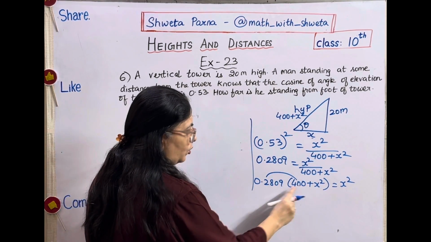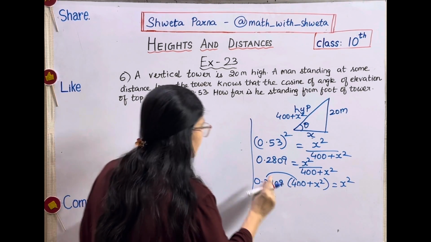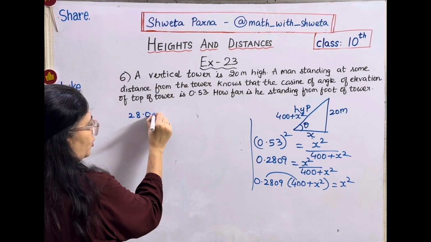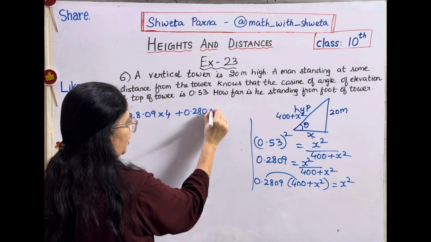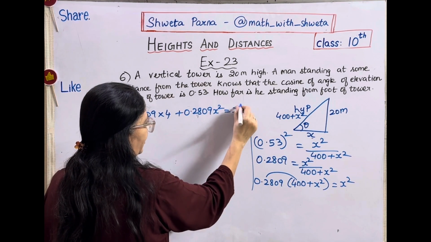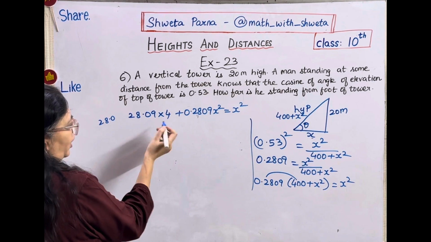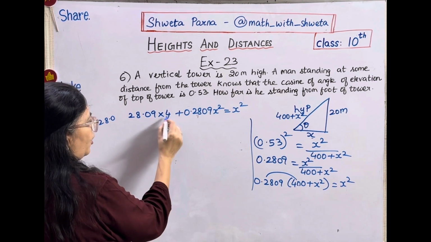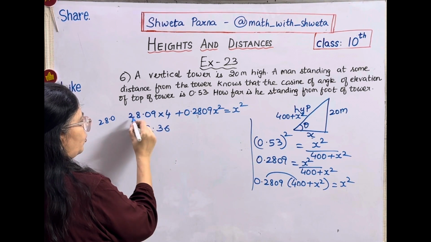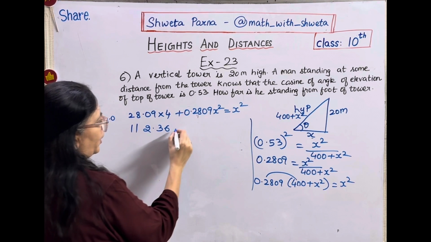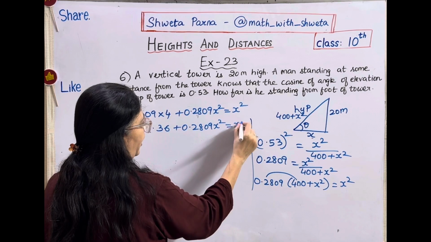So there are two zeros, so you shift the decimal two places. So this means 28.09 into 4 you will do, plus 0.2809 x square is equal to x square. Now 28.09 you can do it only. 9 4s are 36, 3 4 zeros are 0 plus 3, 8 4s are 32, 3 4 2s are 8, 112, plus 0.2809 x square is equal to x square.